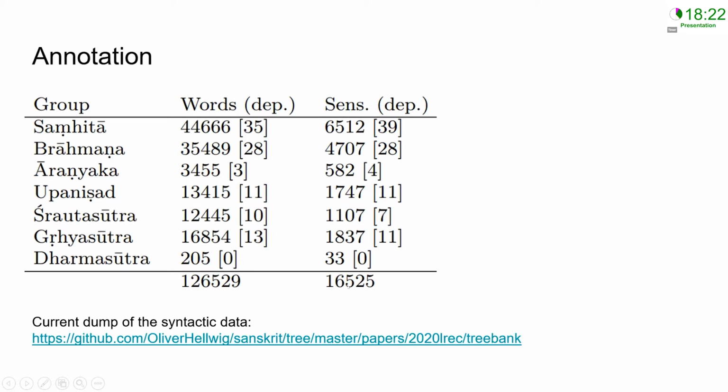We now have about 19,000 sentences, and you can get the current dump of the whole data under this web address. This was just updated two weeks ago, so this is really up to date at the moment. One point you can see is that late Vedic, for instance Shrauta Sutras and especially Dharma Sutras, are strongly underrepresented. In the second part of the presentation, Sebastian will address the question of how we can use deep learning for speeding up the annotation, for instance for such underrepresented parts of the Vedic tree bank.